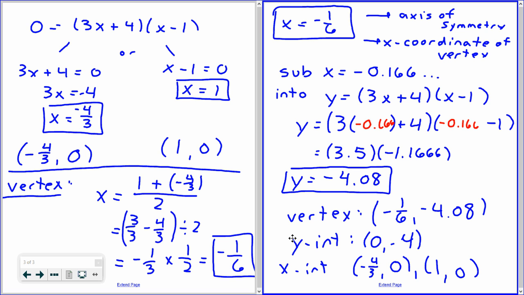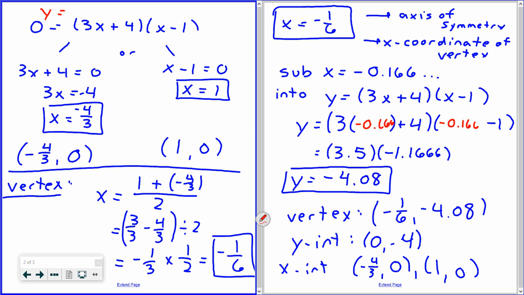Okay? Can I graph this very fast? Is there anything else before I graph this that people want to go through? Yes? When I was doing the y-intercept, I did not get the answer. Okay, well, I'll do it right now. So it's going to be y equals 0 plus 4 and 0 minus 1, which is 4 times negative 1, negative 4.